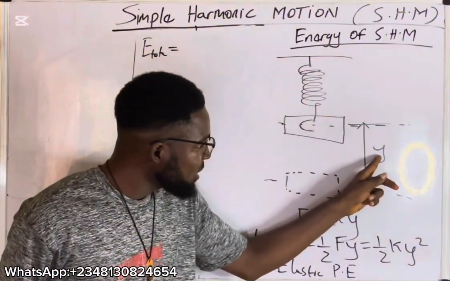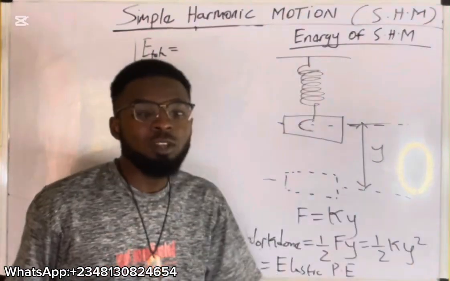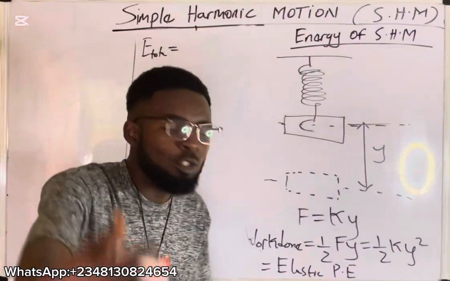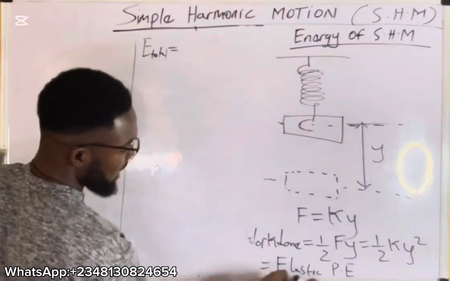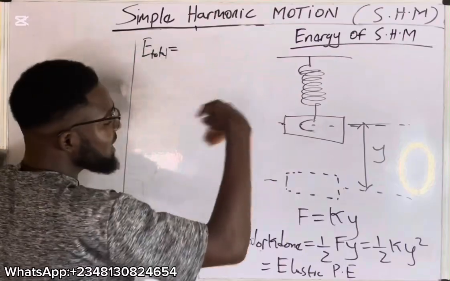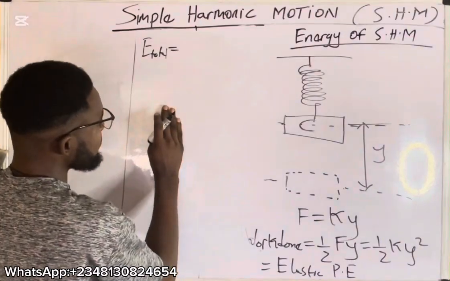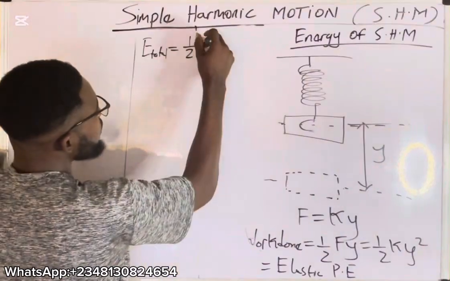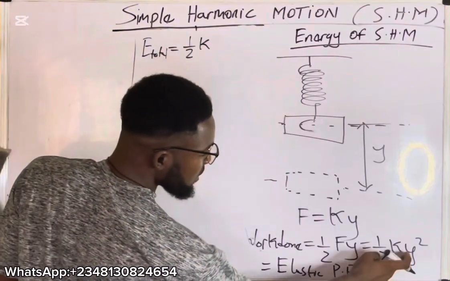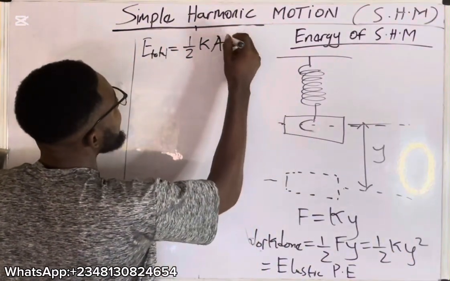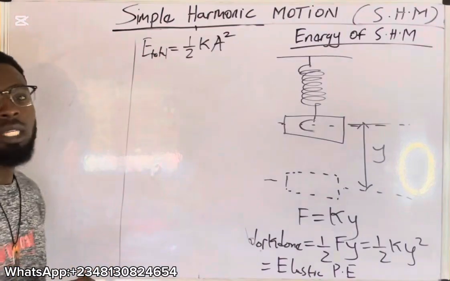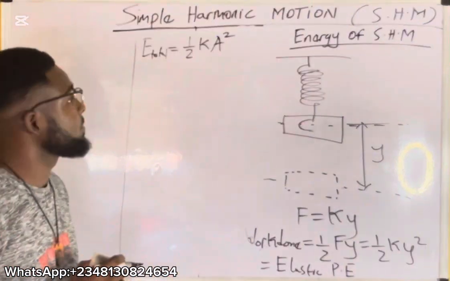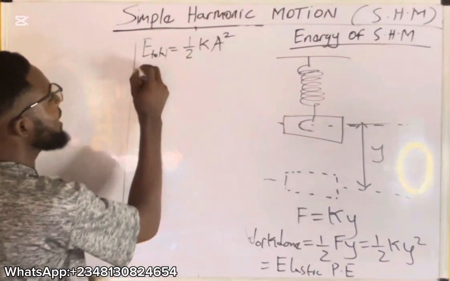Now you know that Y is just a displacement. Maximum displacement is what? Amplitude. So the total energy is equal to the energy at maximum displacement, which is 1/2 K, instead of using Y, we use A squared. Now this is the total energy.